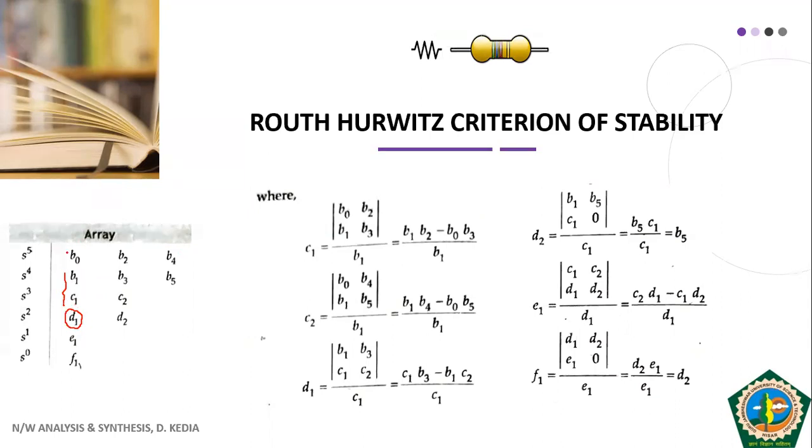Okay, C1 was calculated from the upper two, that is B0, B1. So for D1, this one. How will we do that? C1 B3 minus B1 C2, divided by C1. This is D1. See, what is D1? C1 B3 minus B1 C2 divided by C1.